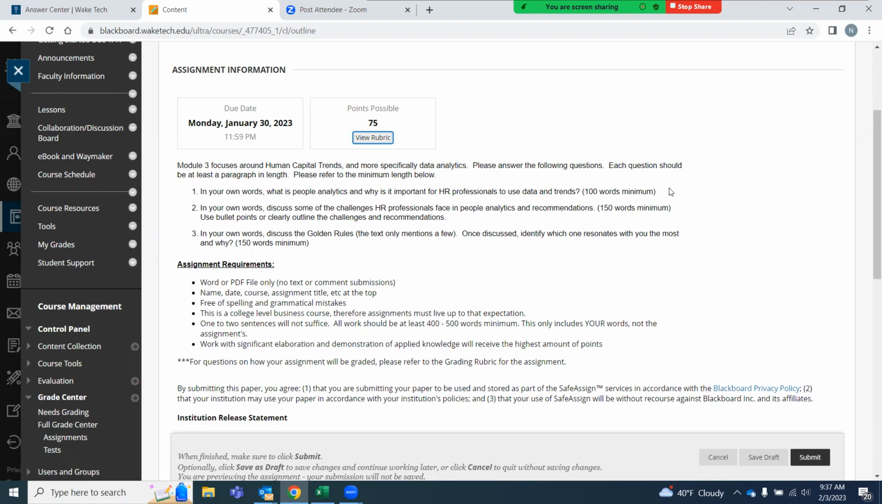But in order to receive full credit, I wanted you to discuss what the golden rules are, because the prompt even tells you the text only mentions a few. So identify which ones resonate with you the most and why. And I'm hopeful that you were able to take it beyond what the textbook offers, that you're able to find those other 10 golden rules from Patrick Coolin.